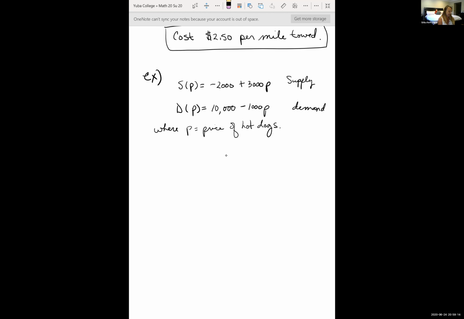So A, find the equilibrium price for hot dogs at a baseball game. What is the equilibrium quantity? So find the equilibrium price of hot dogs and the equilibrium quantity.